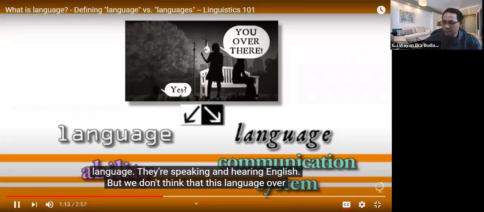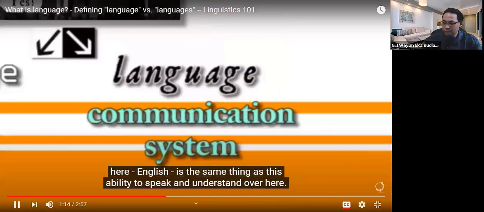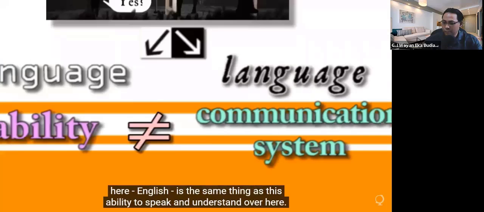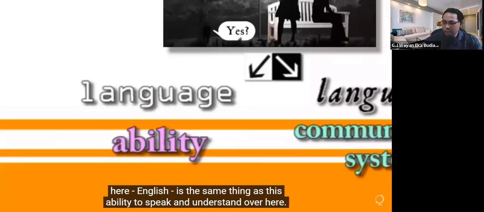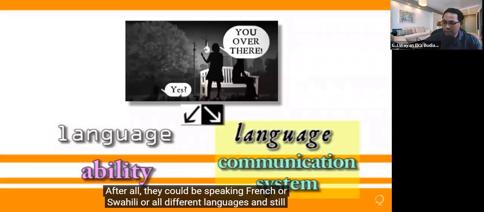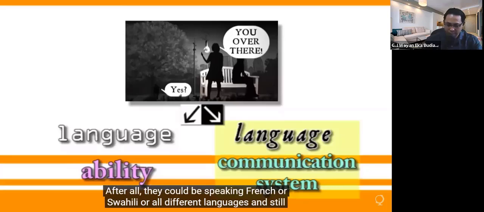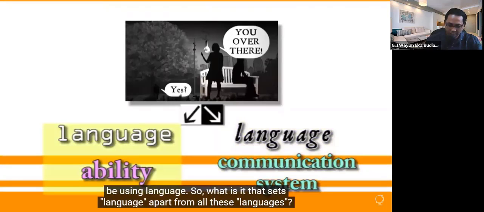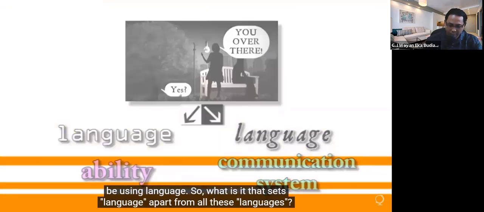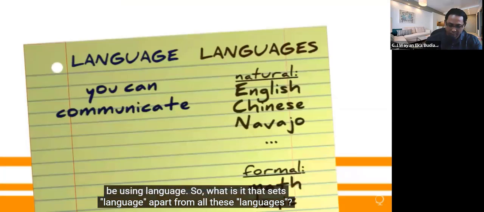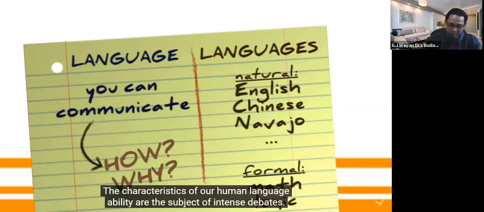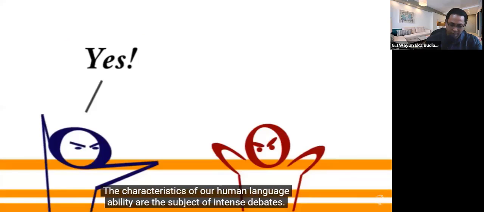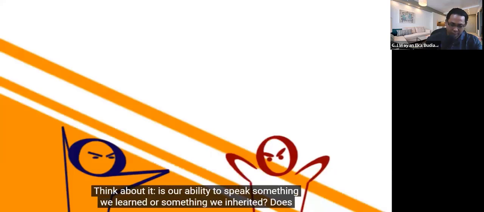But we don't think that this language over here, English, is the same thing as this ability to speak and understand over here. After all, they could be speaking French or Swahili and still be using language. So what is it that sets language apart from all these languages? The characteristics of our human language ability are the subject of intense debates, and here are some of the questions that get the brawl started.